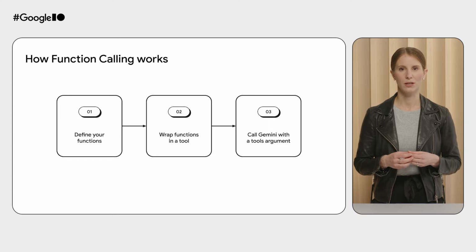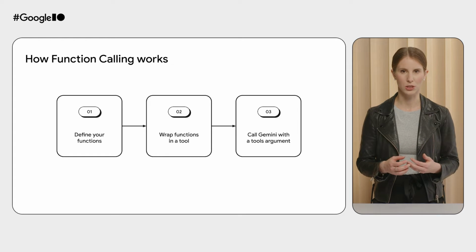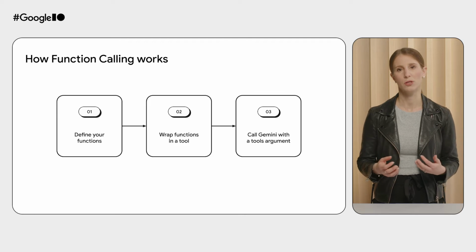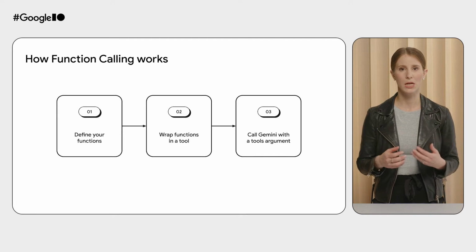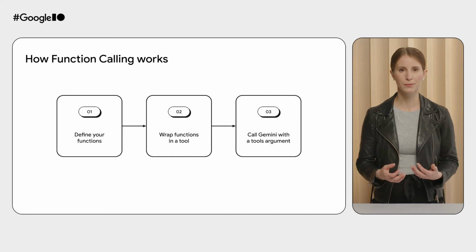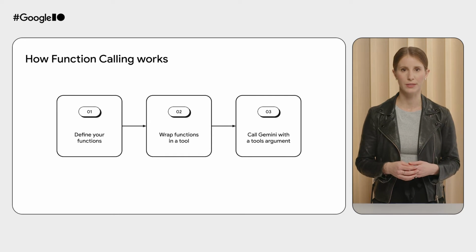Now, let's go step by step to see how function calling works as a native part of the Gemini model. The first step in function calling is to define the functions you want to use. Think of it like creating a toolbox of functions that the Gemini model can choose from when we give it a prompt. Each function has a name, description, and parameters, which specify the type of data it expects. Once you've defined your functions, you need to wrap them in a tool. A tool is like a wrapper that can hold one or more declared functions.